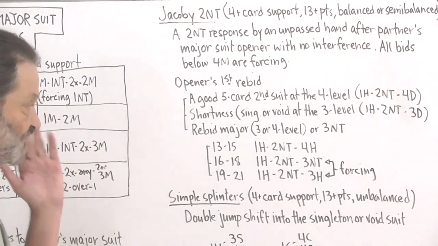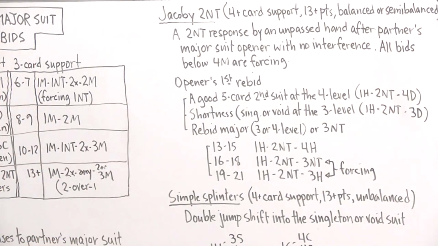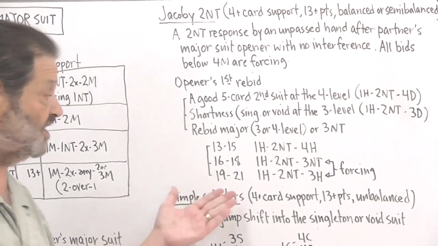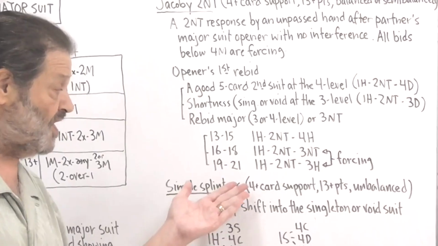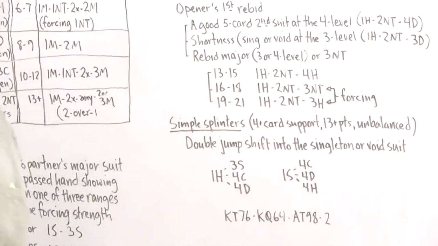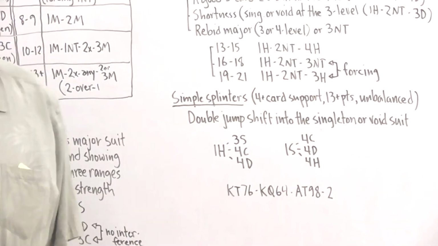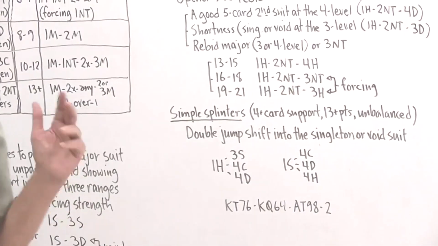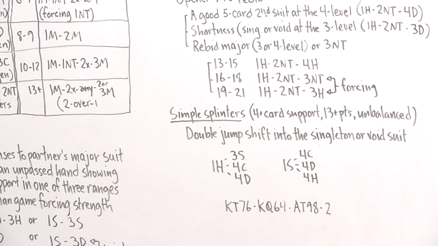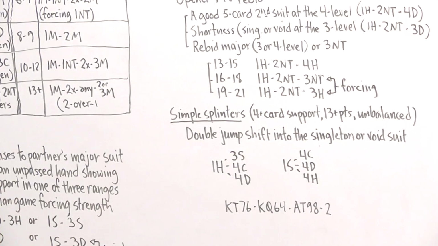All right, so that's the Jacoby 2 no trump. The simple splinters are also for 4-card support with game force and strength, but now with the unbalanced hand. You have a singleton or void. And what we do is we make a double jump shift into the short suit. Now, what's a shift?